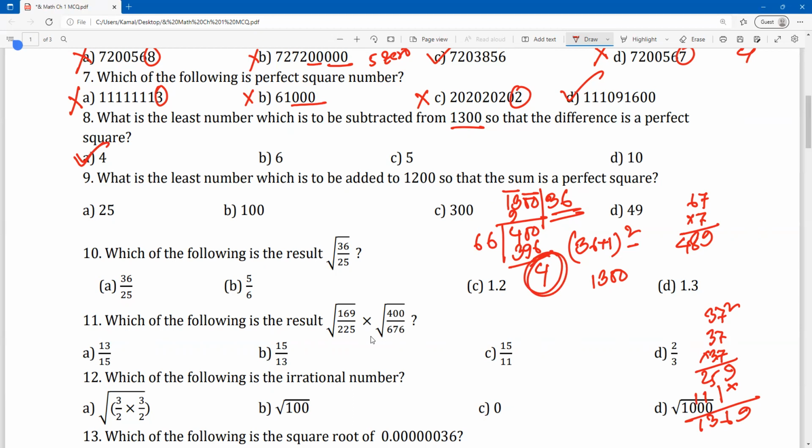Okay, what is the least number which is to be added? So that when added, the sum will be a perfect square number. So now here the number given is 1200. So use the long division method. This is the three times nine, there is 9 and 300. So now 36. Here we can use 4 times. 4 times 4 and 4 4 is 64. 4, carry 6.